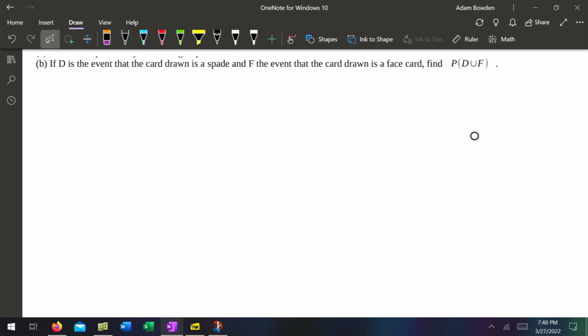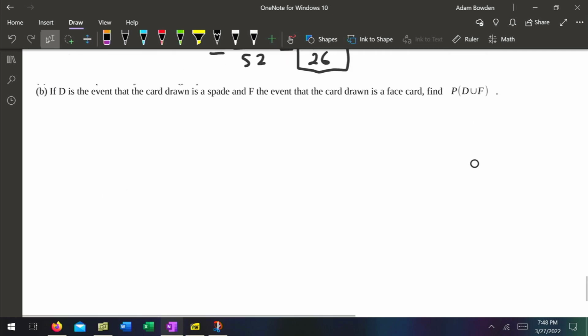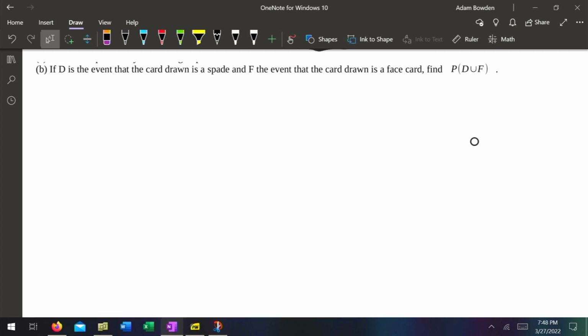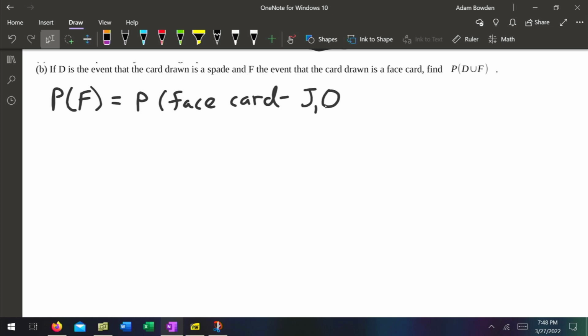Okay, let's look at this next one here that says, if D is the event that the card drawn is a spade, and F is the event that the card is a face card, then we're going to find the probability of D union F. Okay, let's start off with F is a face card, is what F stands for. So the probability of F stands for the probability of a face card, which is one of the jacks, queens, or kings in the deck.